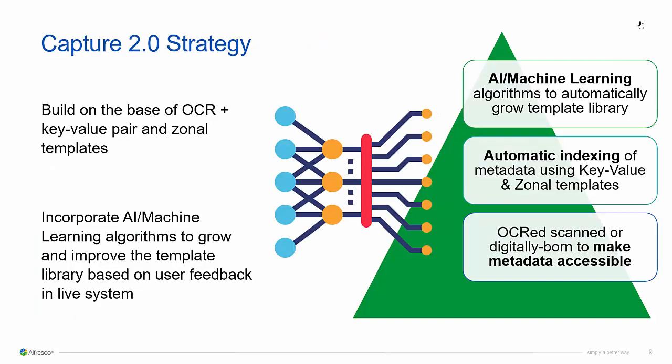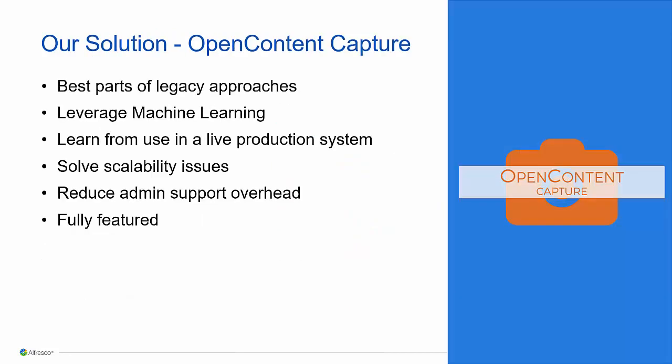This brings me to TSG's Capture 2.0 strategy. Our goal was to build on the base of OCR plus key value pair and zonal templates and incorporate machine learning algorithms to grow and improve the template library based on user feedback in a live system as opposed to admin intervention. So with that strategy in mind, our solution, Open Content Capture, takes the best parts of the legacy approaches and adds in machine learning. This allows it to learn from use in a live production system and solves the issues of scalability and huge amounts of admin support overhead.